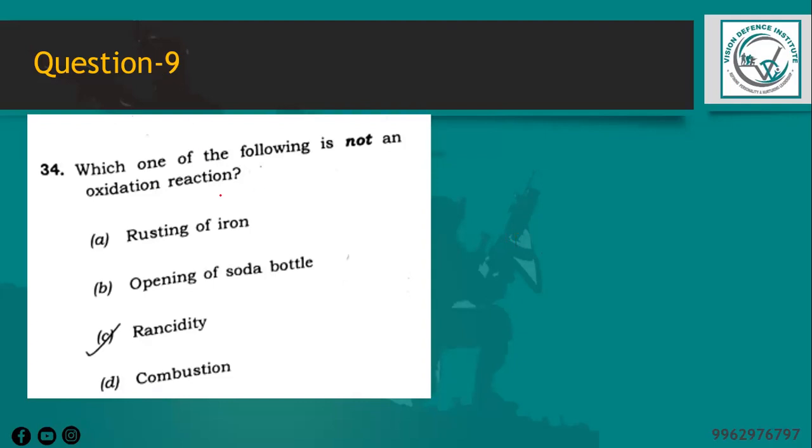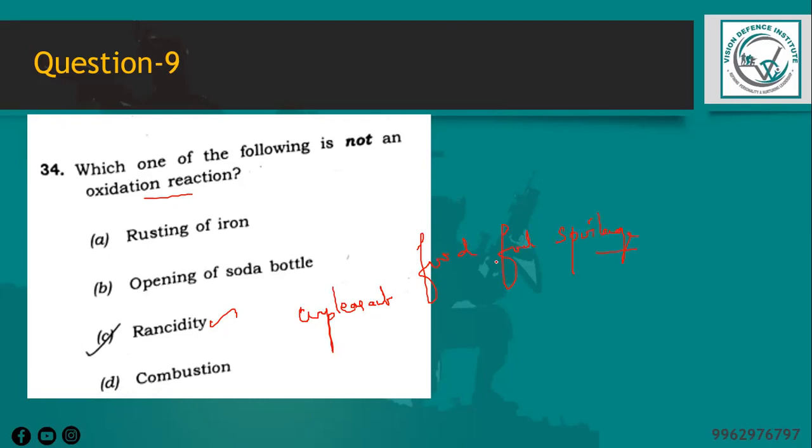Which one of the following is not an oxidation reaction? Generally we know that an oxidation reaction is nothing but the addition of oxygen and removal of hydrogen. And here rancidity is not an oxidation reaction because it is a chemical reaction in which fats and oils undergo decomposition in the presence of oxygen, moisture and enzymes by nature. That will result in the development of unpleasant odor and flavor, or spoilage of food. It is called rancidity.